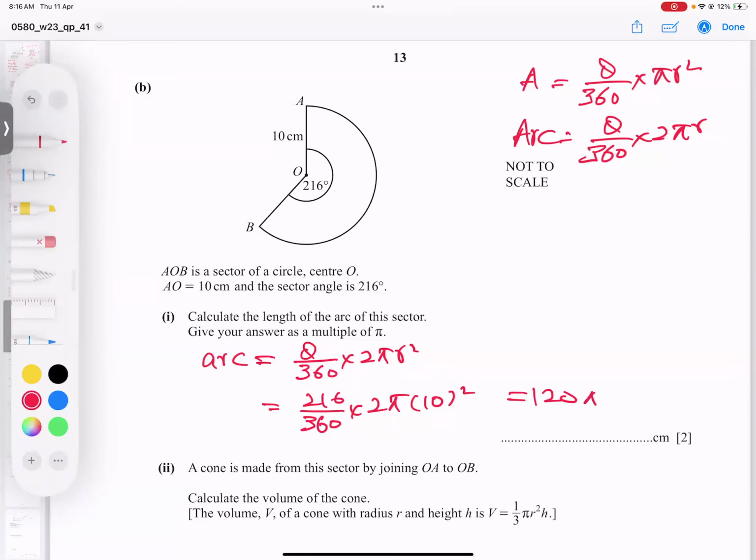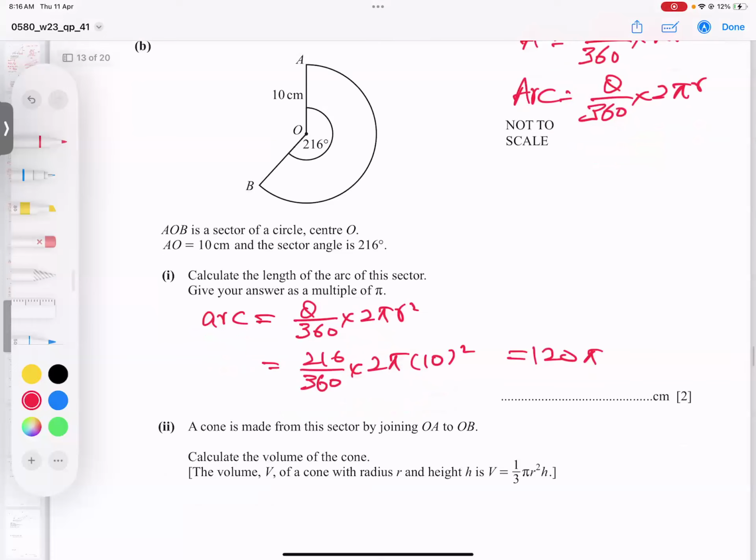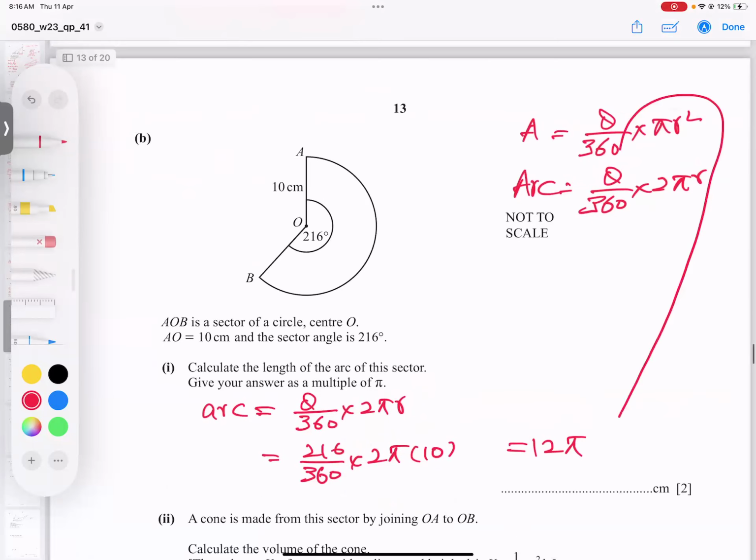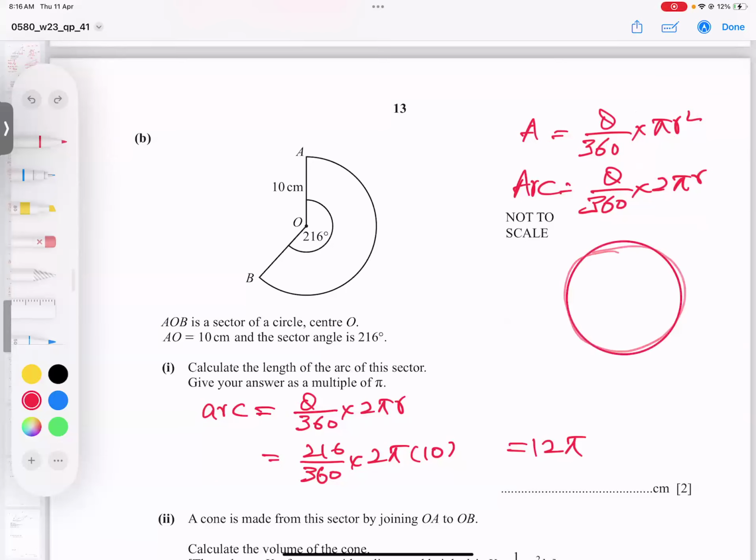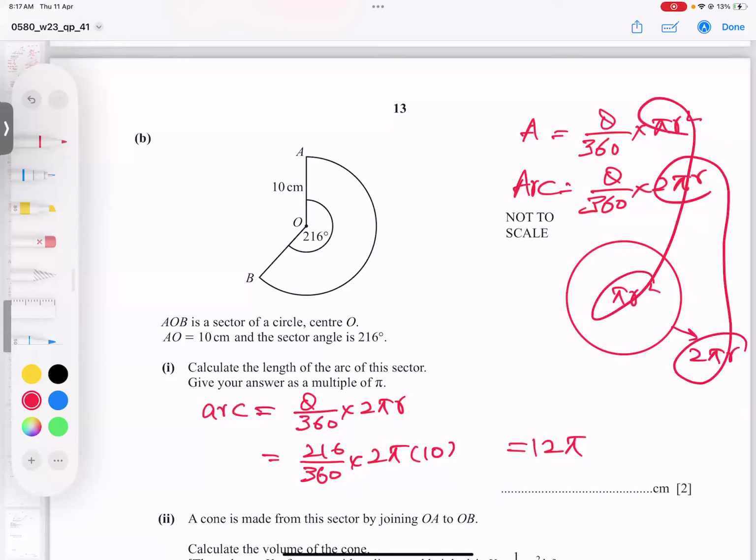Wait a minute. Once again, I check 216 by 360 into 2. Yeah, 2 pi r, not r squared. Sorry. So 2 pi r. So it means 12 pi. Some students mix up, like the way I mixed up. So 2 pi r, make sure, not 2 pi r squared. Pi r squared is area and 2 pi r is for the arc. Because a circle, you know circle? A circle's area is pi r squared and circumference is 2 pi r. I think there's a very clear difference.